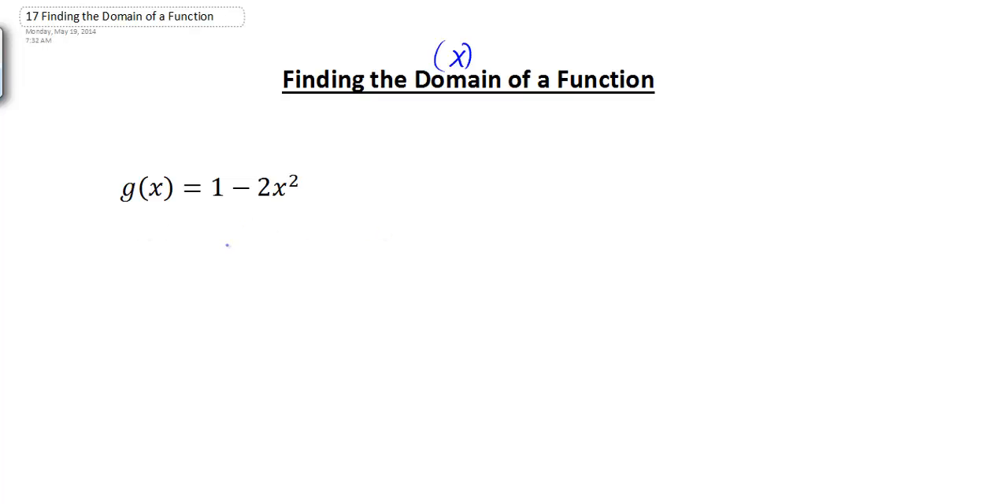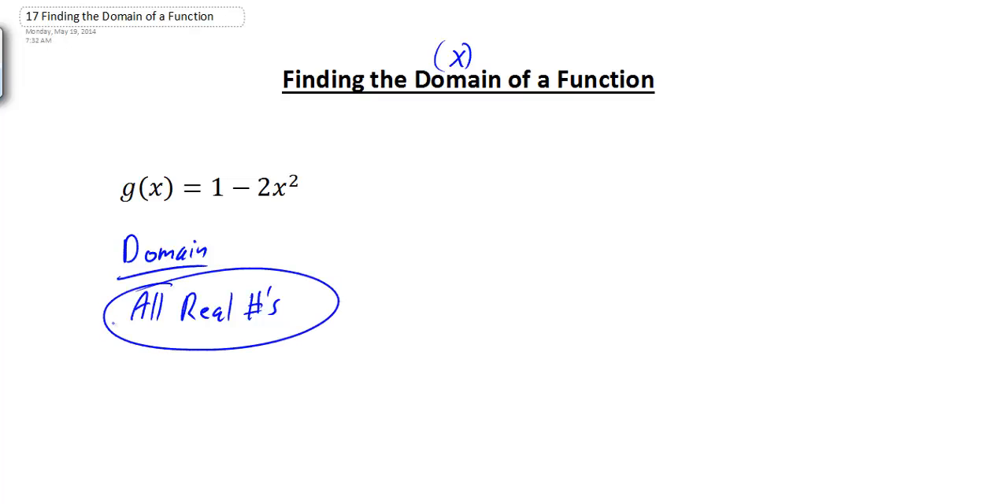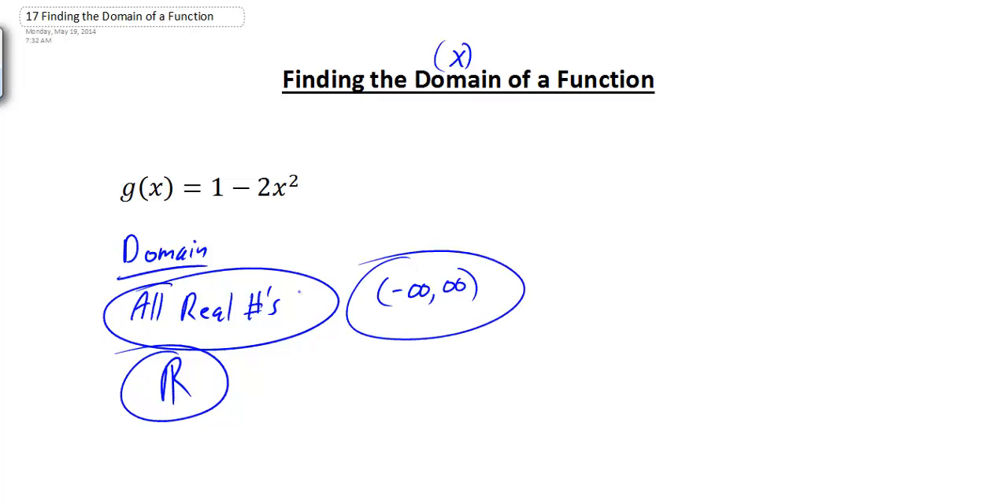So here, if we're trying to locate the domain, we could say it's going to be all real numbers. And you're going to see me probably write this as all real numbers. A shorthand notation for this is you'll see this script R. So if you see me write this, this stands for all real numbers. And another way to write that is negative infinity all the way to positive infinity. So here you have three different ways that we could identify the domain of this particular function.